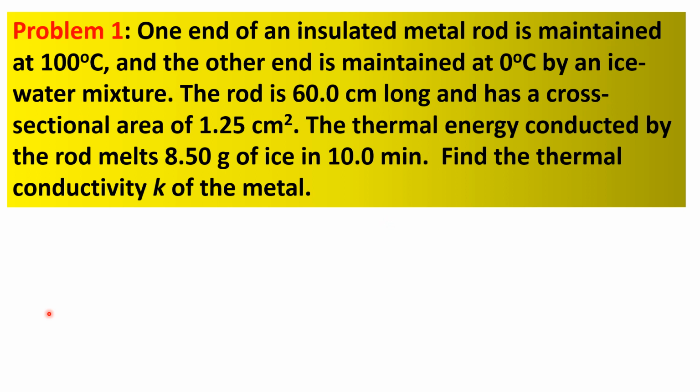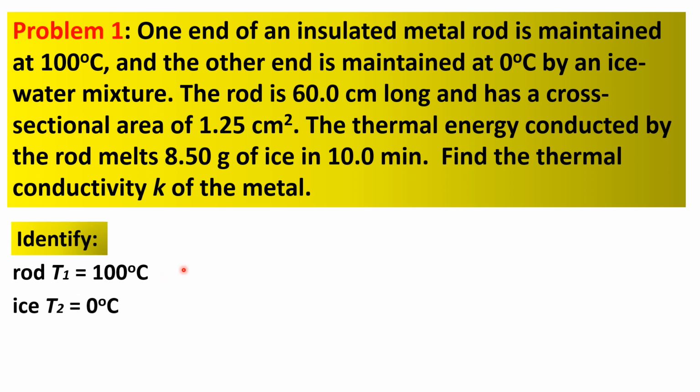So, as usual, we will identify each of the given quantities in this problem. Okay, so we have the temperature of one end of the metal rod, which is labeled here as capital T sub 1, and it is equal to 100 degrees Celsius. All right. The other end of the rod has a temperature capital T sub 2 equal to 0 degrees Celsius. Okay, this temperature is, as the problem mentions, maintained by an ice-water mixture.